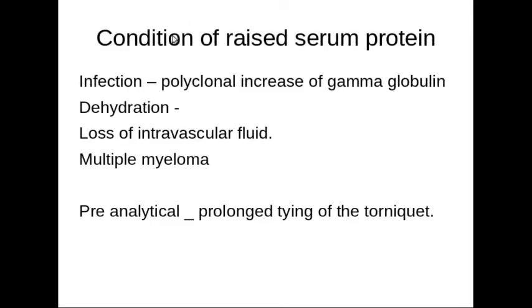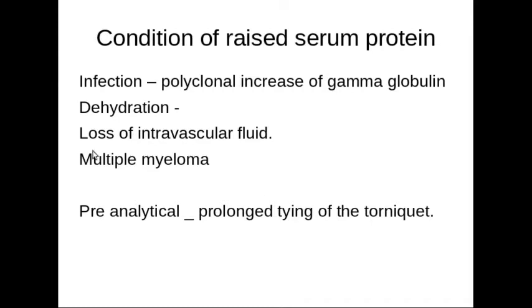The conditions in which the serum proteins are raised is predominantly infection, where there is a polyclonal increase of gamma globulins, the immunoglobulins. Dehydration or loss of fluid from the intravascular compartment. In these, the fluid component is lost. The proteins, however, do not go to the extravascular space because the mass is very big. As a result, there is a relative increase in the concentration of proteins in the sample.